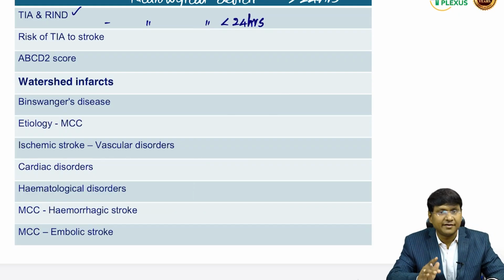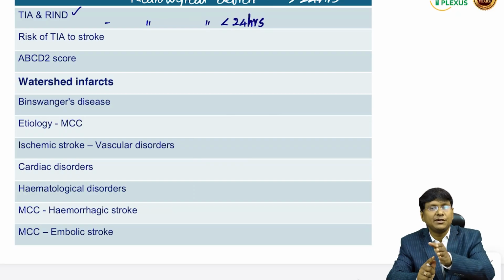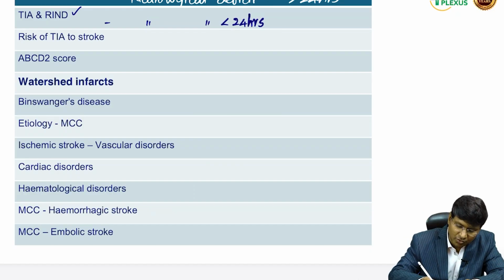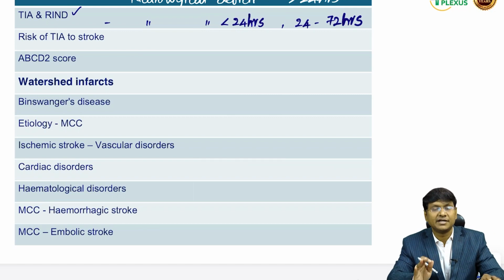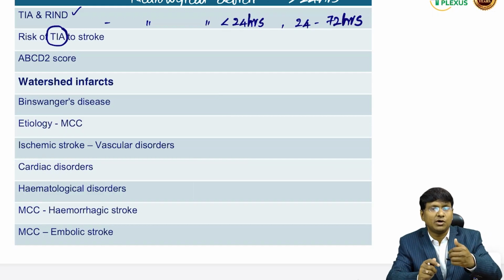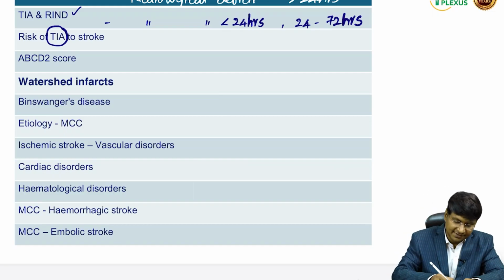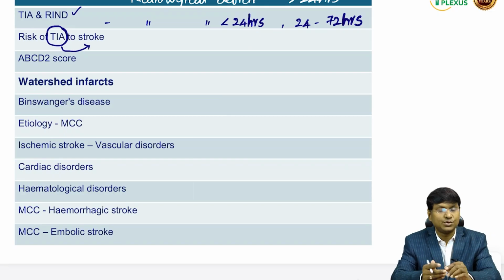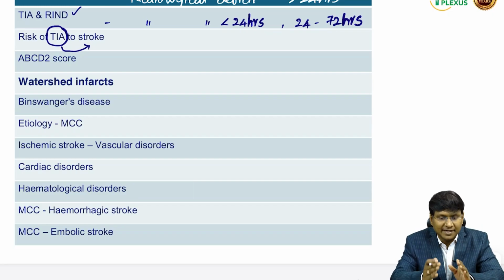Then we have RIND, that is reversible ischemic neurological deficit. Reversible ischemic neurological deficit is where the neurological deficit will be there for 24 to 72 hours. That is what is called RIND, which is also considered a minor stroke. Now, TIA is where there is neurological deficit for less than 24 hours. This repeated TIA can progress to the development of stroke. Now, what is that scoring system which will tell you that repeated TIA goes into a state of stroke?